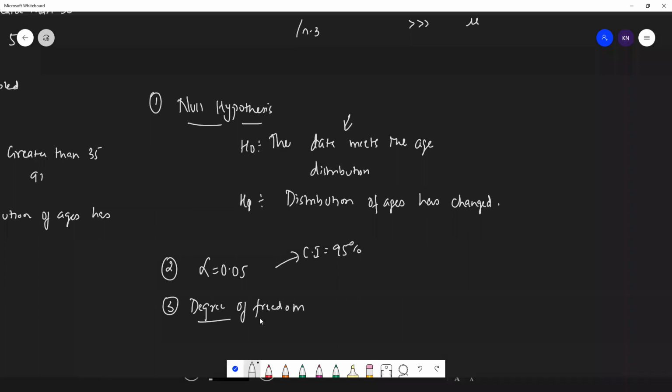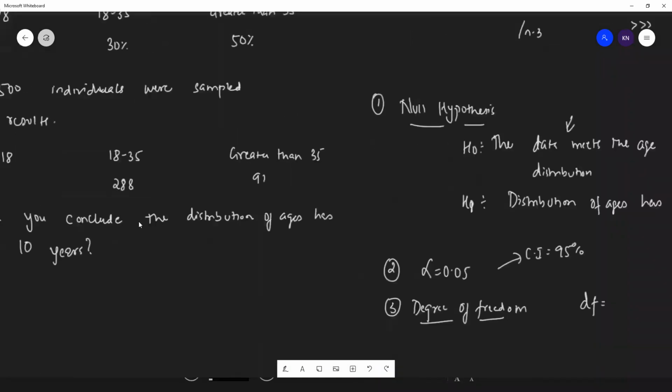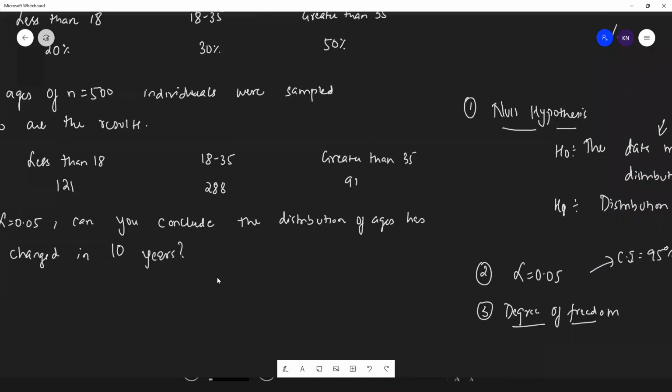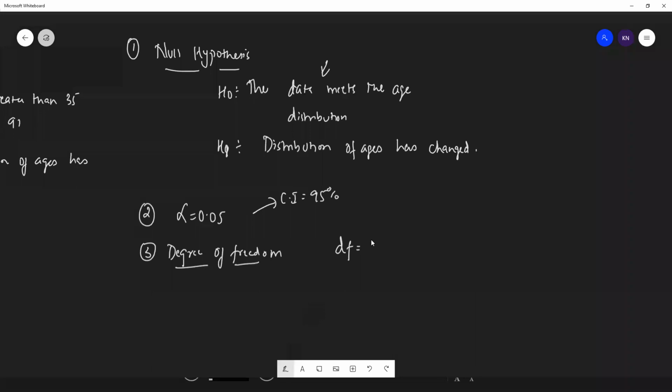So calculate degree of freedom. Now, degree of freedom is very much simple. How many categories do I have? Guys, you should see with respect to categories. How many categories do I have? 3, right? So it will be 3 minus 1, 2, right? Now, how do I find out with respect to this degree of freedom and this alpha value?